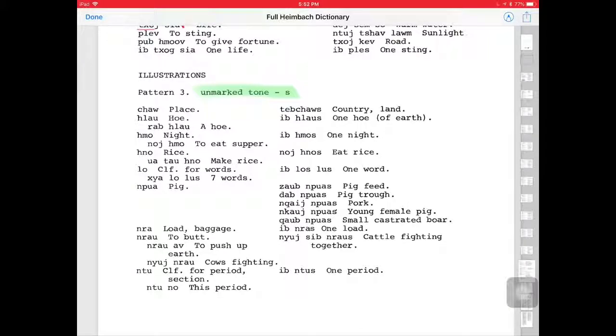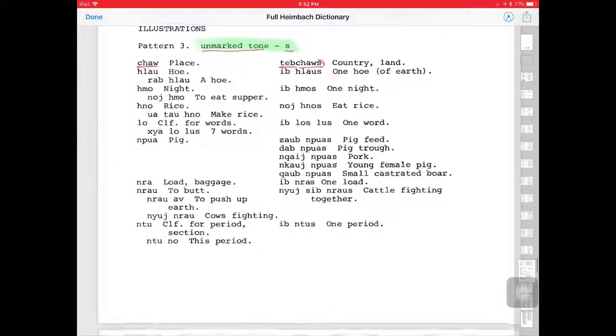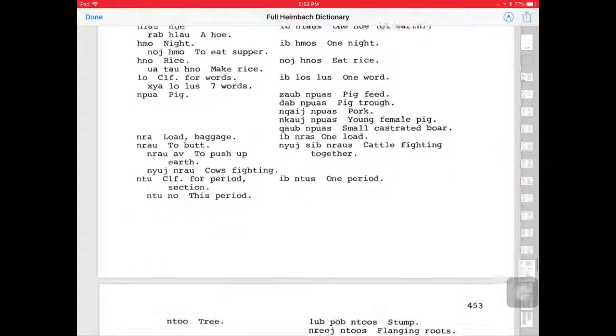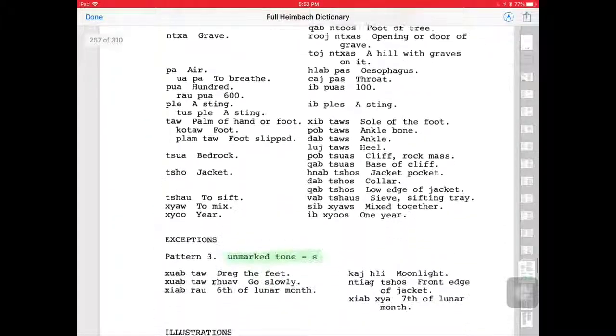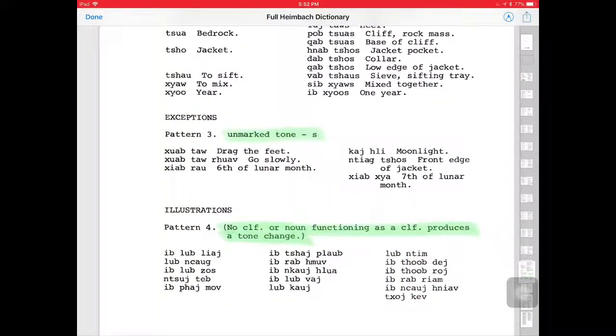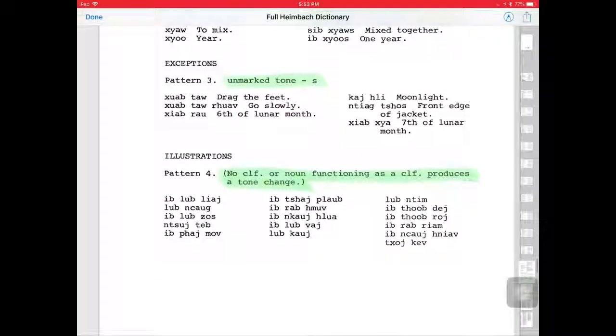And finally we have no tone turns into an S tone. So chao by itself is the word for a place, but when you change it to the word for country, proceeding with the word te, T-E-B, that B tone changes it to chao with an S tone. So as you can see, the unmarked tone turns into an S tone, and that happens in quite a few cases. As you can see, there's exceptions too, won't go over any.